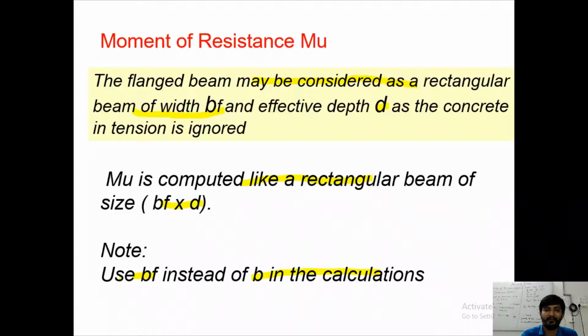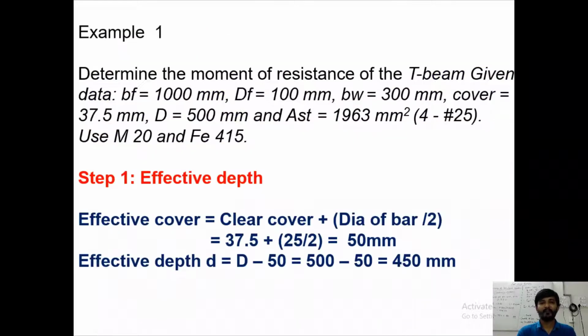So let us see one small example so that you can understand what we are talking about here. The formulas are same as for the rectangular sections, right? So let us see how to use the formula. Determine the moment of resistance of a T beam. Given data is BF equal to 1000 mm, DF is 100, BW is 300 mm, cover given as 37.5 mm, overall depth is 500 mm, area of steel 1963 mm square, M20 grade concrete and Fe415 grade steel. So this is the data given. You need to find out the moment of resistance for the T beam.